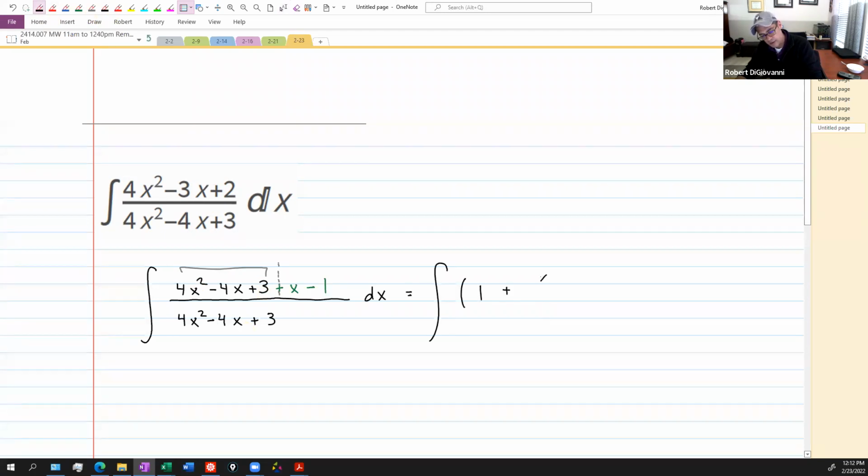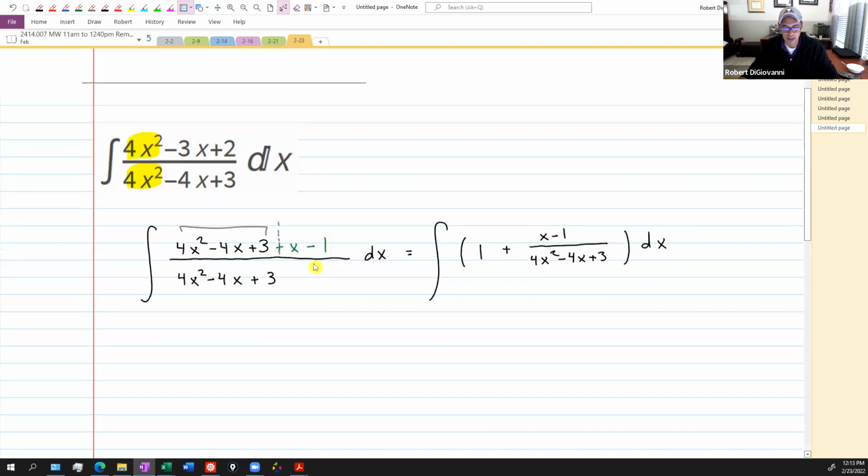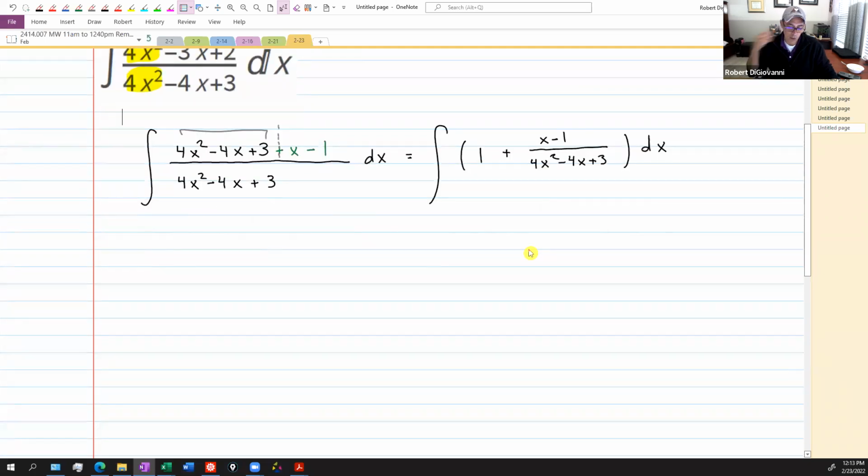1 plus x minus 1 over 4x squared minus 4x plus 3 dx. Is that what you got? Yeah. Now you can't always do this, okay? This only works when these two have to be exactly the same, and then you have to have x terms in both, and you have to have numbers in both. So I'm just showing you it's kind of a cool, sneaky way to avoid the long division. Okay, but we're at the long division, right? We're here. So now at this point, we can find the antiderivative of each one. The antiderivative of 1 is x, plus now I need to find the antiderivative of x minus 1 over 4x squared minus 4x plus 3 dx.